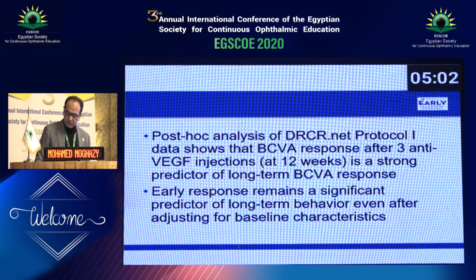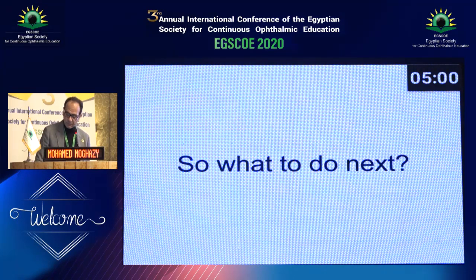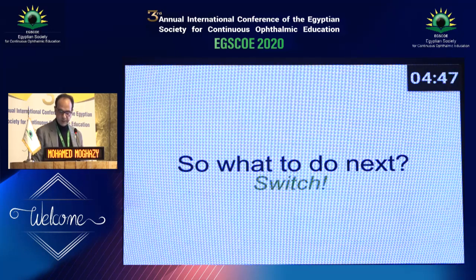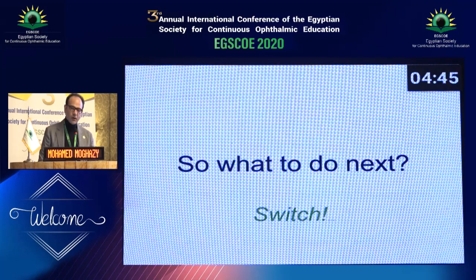So, what to do next? Most of us would think about an alternative therapy when faced with a poor or no response, or after development of what we call tachyphylaxis or tolerance, which is an initial good response and then the response fails. So what would you do? I think you would think about switching. You go to another kind of treatment. However, you have to wait.